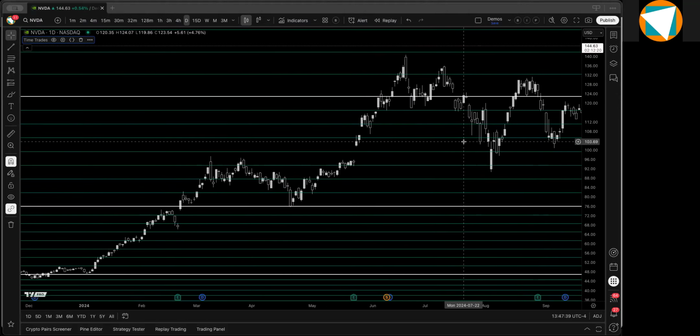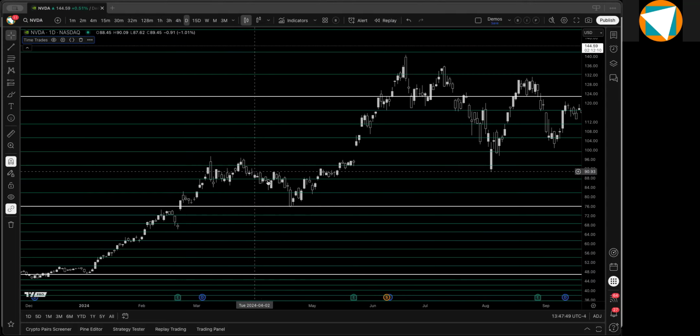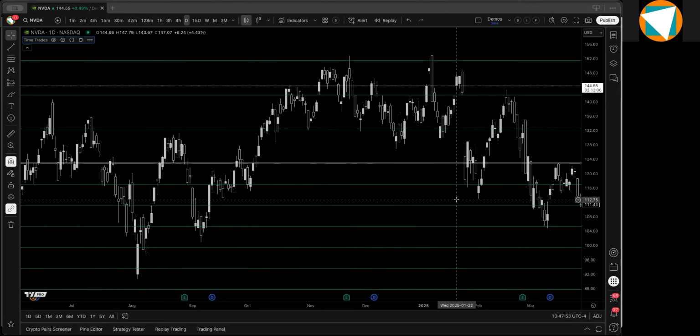So there's a couple of actionable trading opportunities that you can take here. One is trading a strong bar crossing the white magic level. Second is trading that retest and entering on that retest over here.